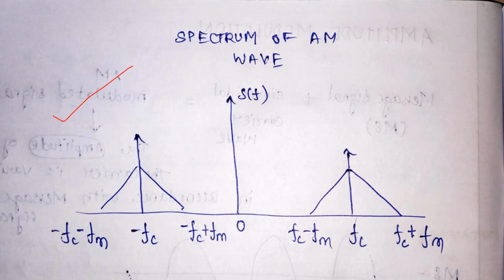This is the spectrum diagram for the AM modulated wave. This is how the spectrum will look for the AM wave. It has two envelopes, right? So two frequencies are available, Fc and minus Fc. And based upon that, the message signal has the spectrum.